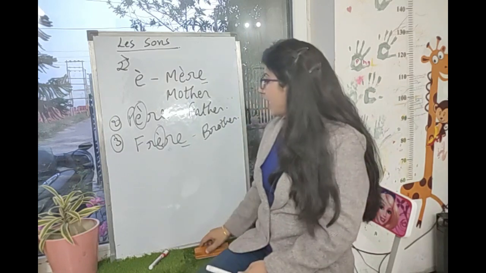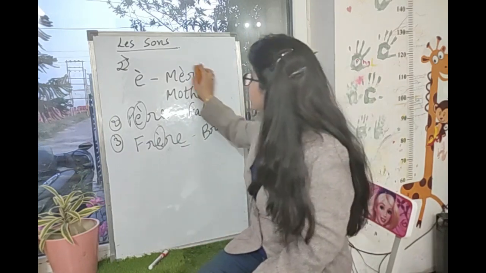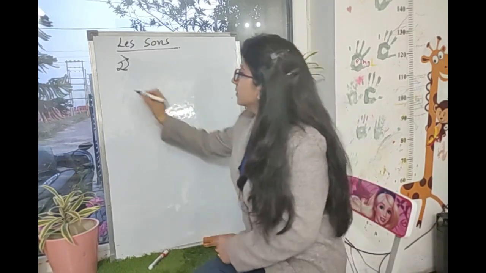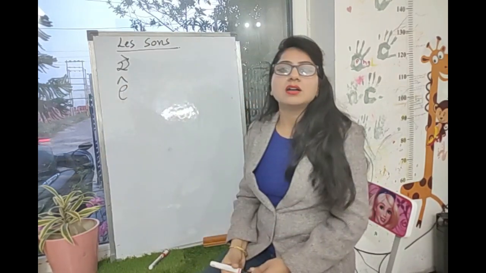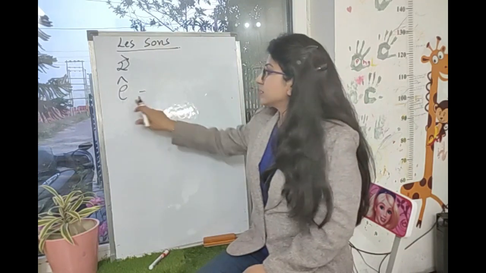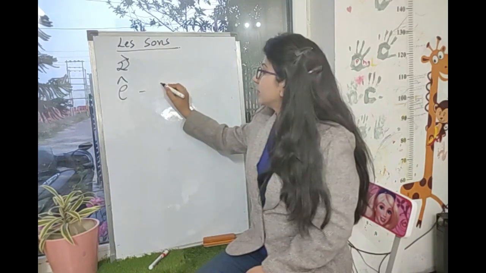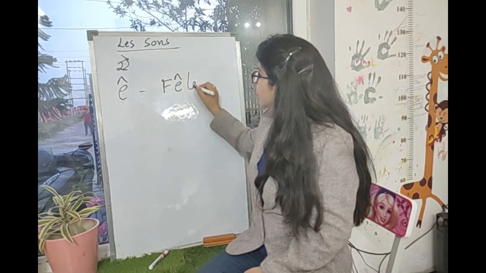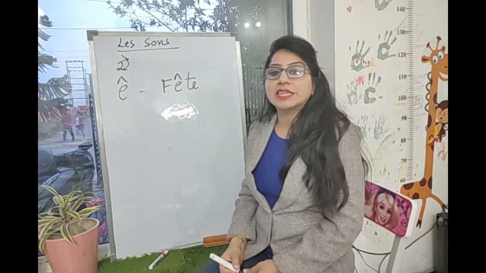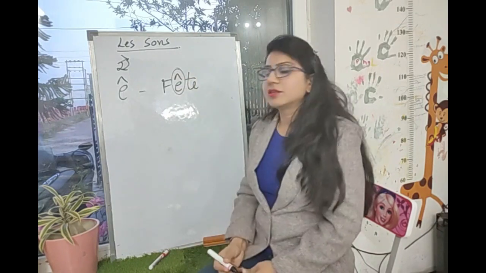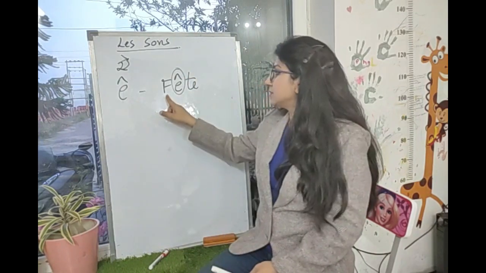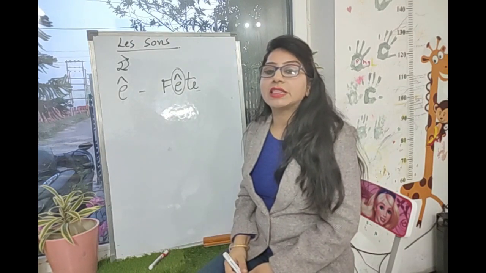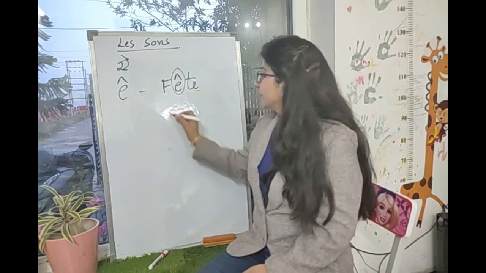Right? And now let's talk about the other. This circumflex. It's again A. Okay. Now example is, par exemple, fête. This is the sound A and this is f. This is t and this is silent letter. So it is fête.